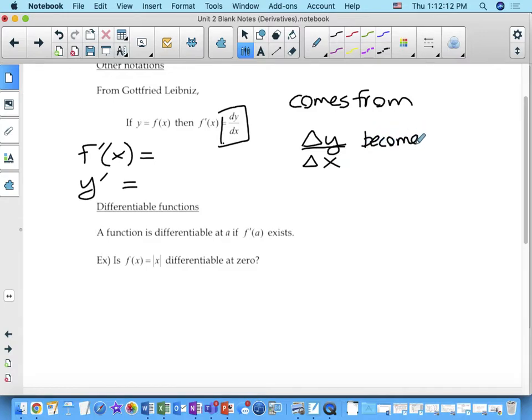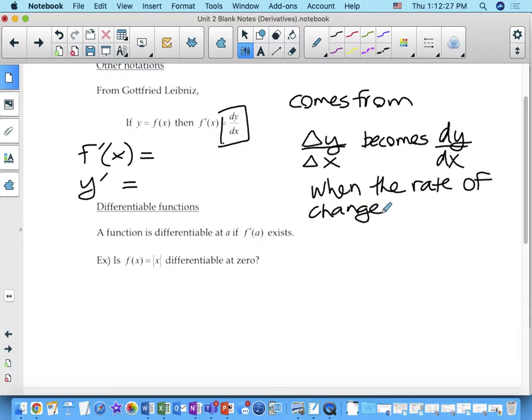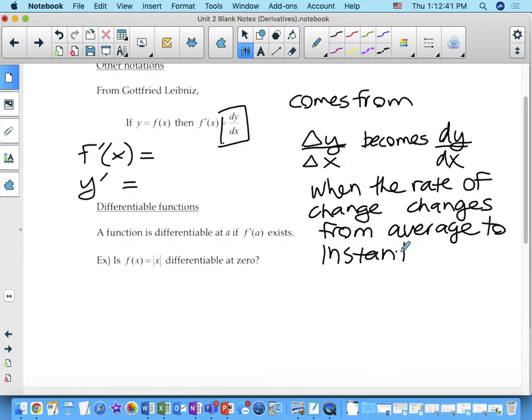So this becomes dy by dx when the rate of change changes from average to instantaneous.